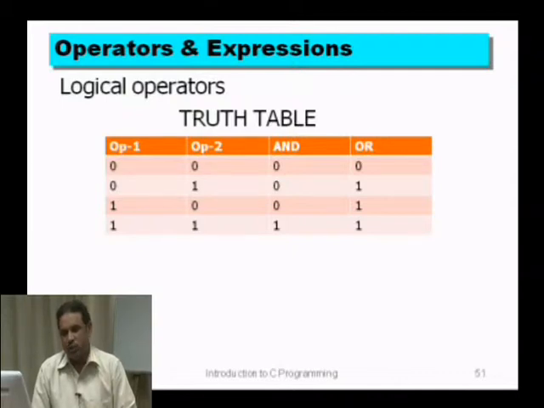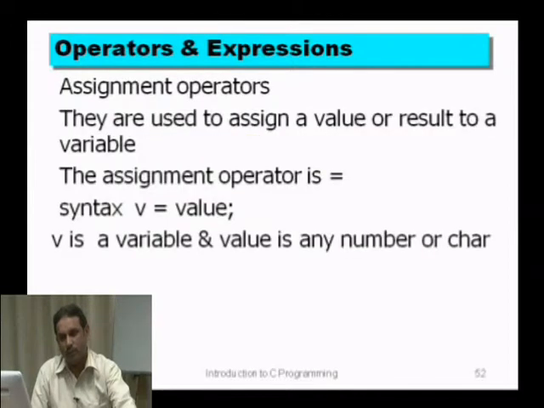Yes, that is the truth table of your logical operators. When both the inputs are 0, the output will be 0 for both the gates. We call AND and OR the logical operators, or also gates. When any one of the inputs is 0, the output will always be 0 for the AND gate, and if any one of the inputs is 1, the output will always be 1 for the OR gate. That is how the logical expressions are evaluated.